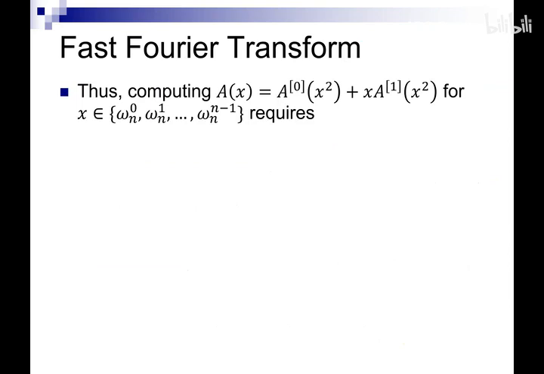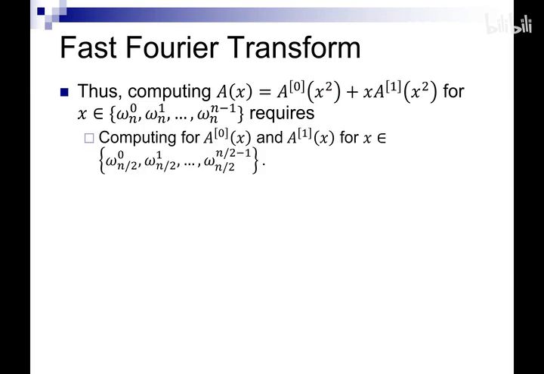Okay, so let's summarize what we've said over here. Our main goal is to compute this A(x), right? And so we split this into this expression over here, and we want to compute this at these nth roots of unity. However, as we saw, we do not need to compute these expressions at these n different values. Instead, you can compute these two polynomials at these n divided by 2 different values.